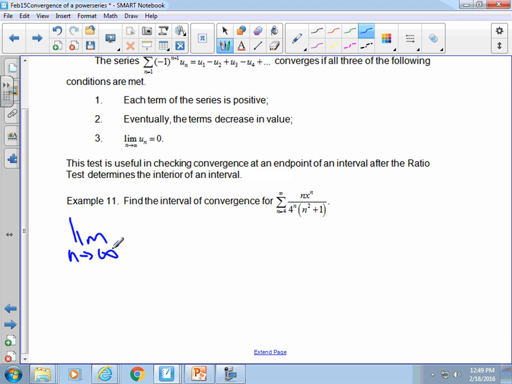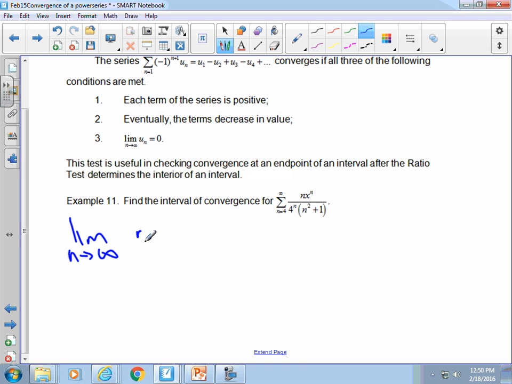You should have been able to do all of your homework last night. This piece will be something that we'll do different homework on, which is the endpoints on an interval of convergence. And we'll talk about that today.